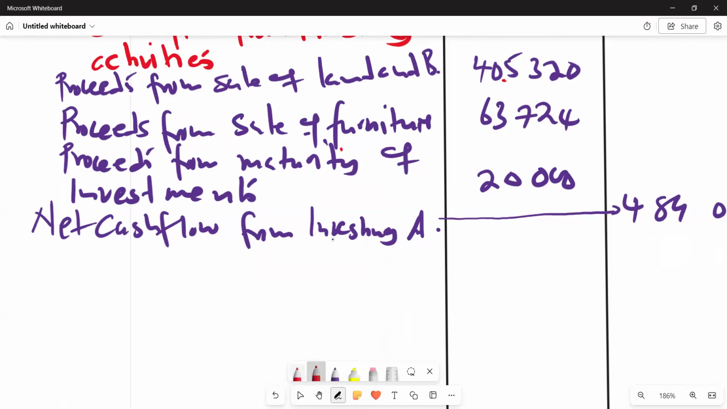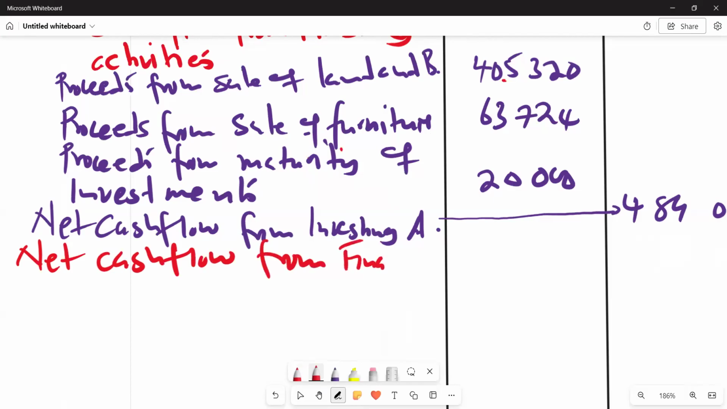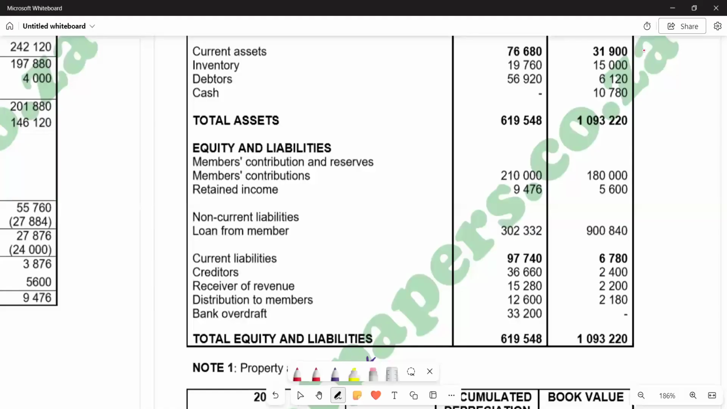This is the next subheading that we have, net cash flow from financing activity. So we can just type there, go there and pick the financing activity that we have. Coming back to our financing activities, you would see that we are going to check our members' contribution, and also our loan movement.